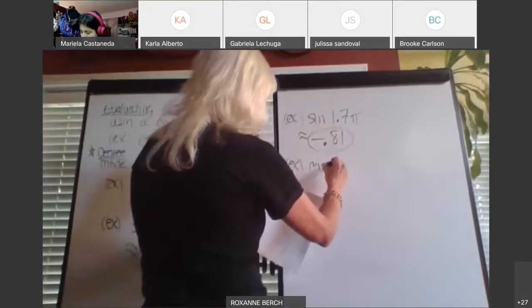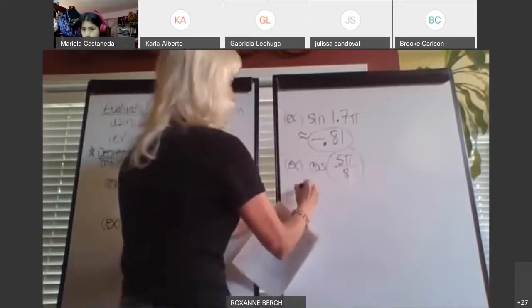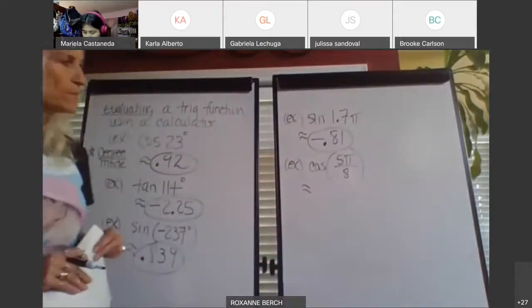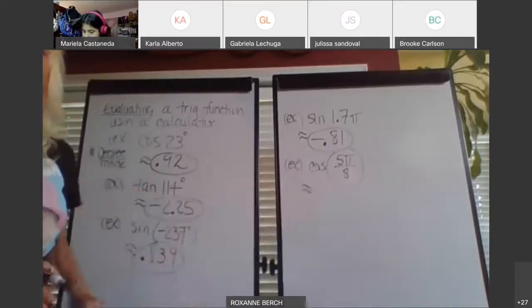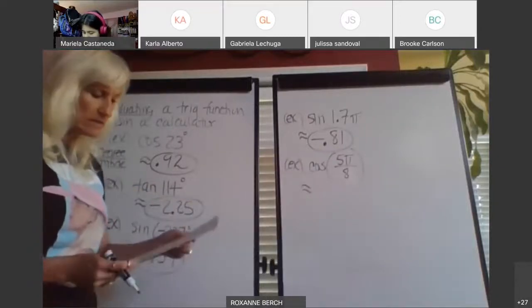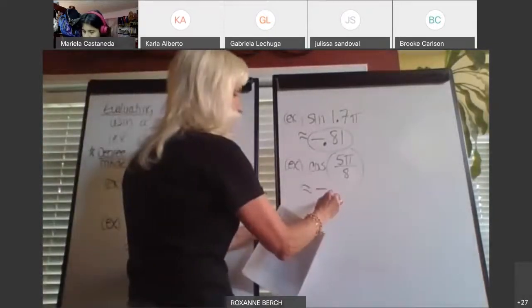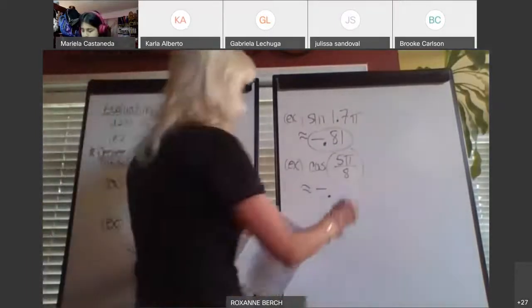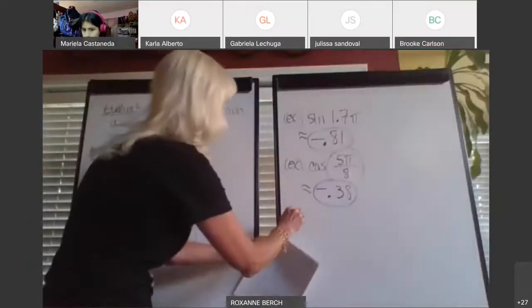We have the cosine of 5 pi over 8. So once again, you want to make sure you're in radian mode. And you found the pi key, okay? So what's the cosine of 5 pi over 8? It's a negative something. Negative 0.368. Yeah, that's it.